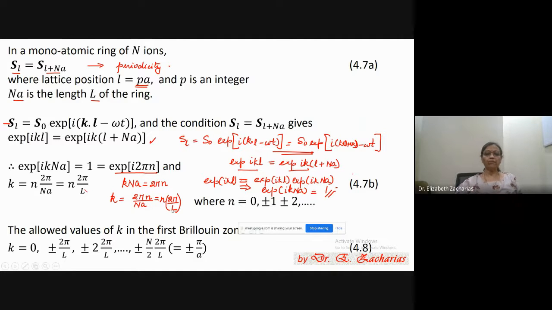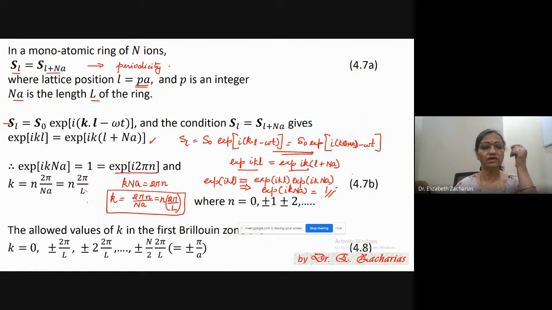N into 2 pi divided by capital L. Capital L is capital N into a. Capital N is the number of atoms or ions. So this is an important equation. This gives me all possible values of k.